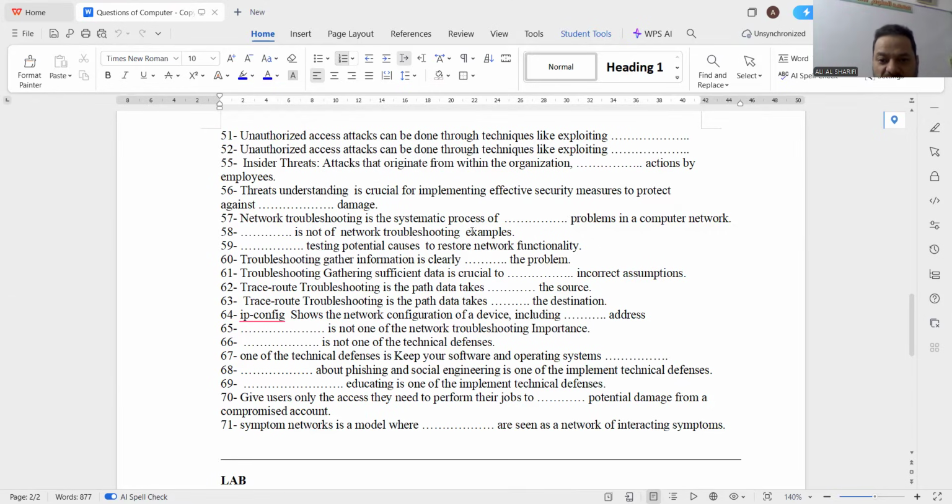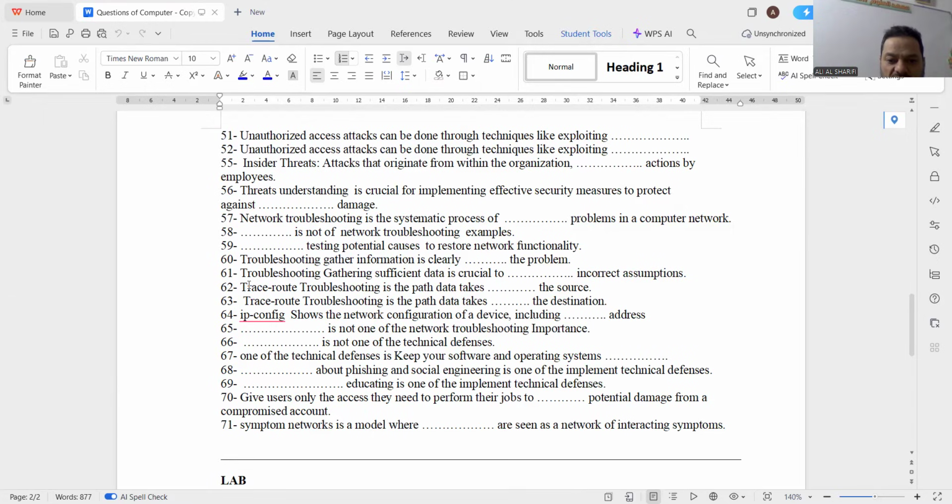Network troubleshooting is the systematic process of what? That's related to troubleshooting, meaning the process of something problems in a computer network. What is not one of the network troubleshooting examples? That means if you have multiple choices, you'll see some troubleshooting examples, and one of them doesn't belong to them. Testing potential cases to restore network functionality. Troubleshooting gathers information: clearly what the problem is, how we'll deal with the problem. Traceroute: you should know what that means, it is the path that it takes from the source to the destination, or the same thing from the destination.